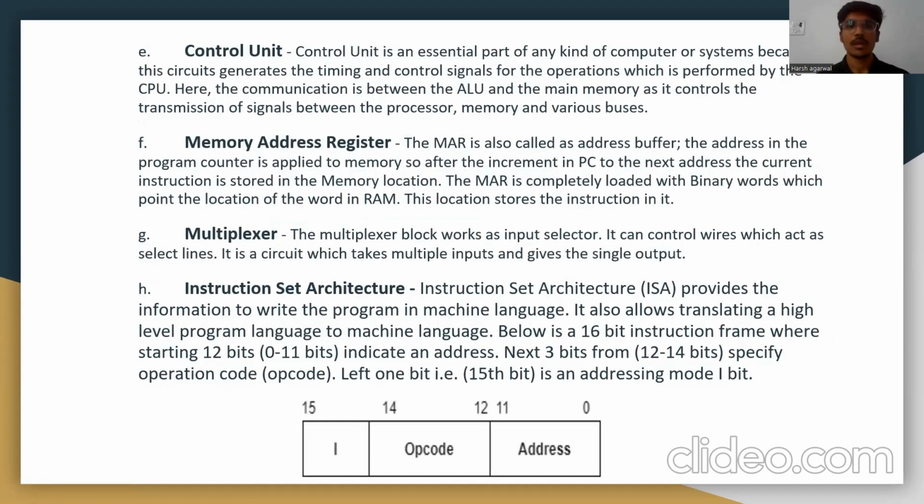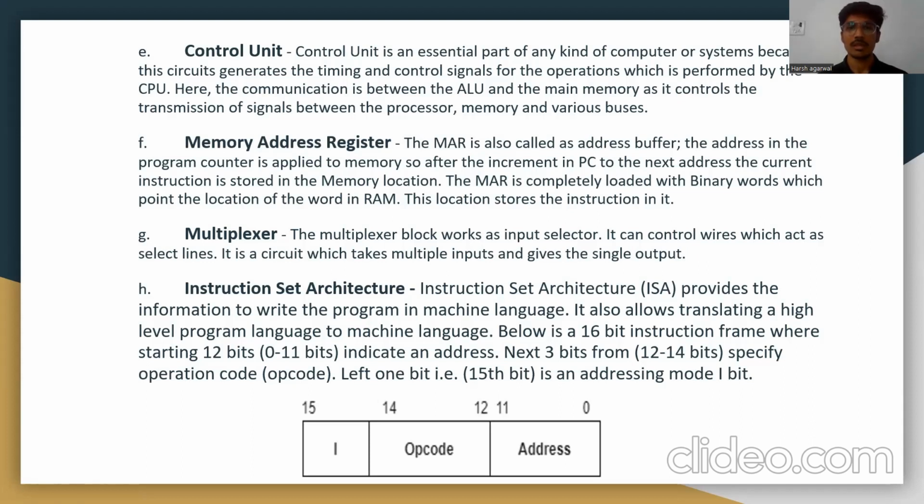Next, control unit. Control unit is an essential part of any kind of computer or system because the circuit generates the timing and control signal for the operation which is performed by the CPU. Here the communication is between the ALU and the main memory because it controls the transmission of signals between the processor, memory and different buses.